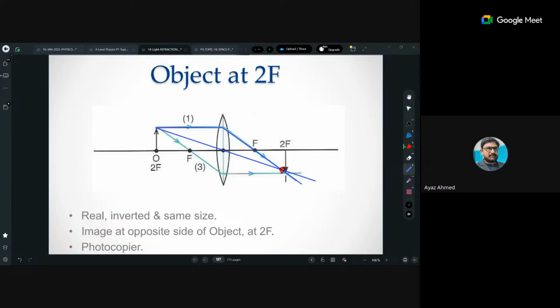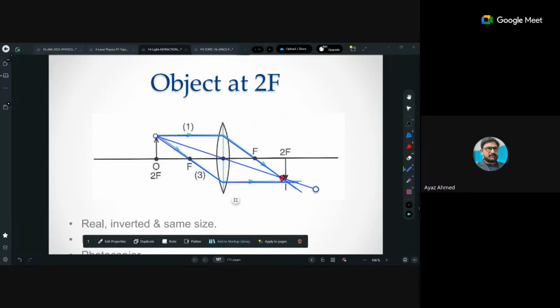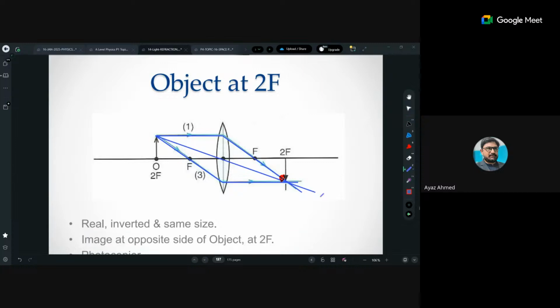If you are interested, you can draw this third ray this way, just draw a parallel line afterwards. So these three lines would intersect each other at a single point. Is this clear?